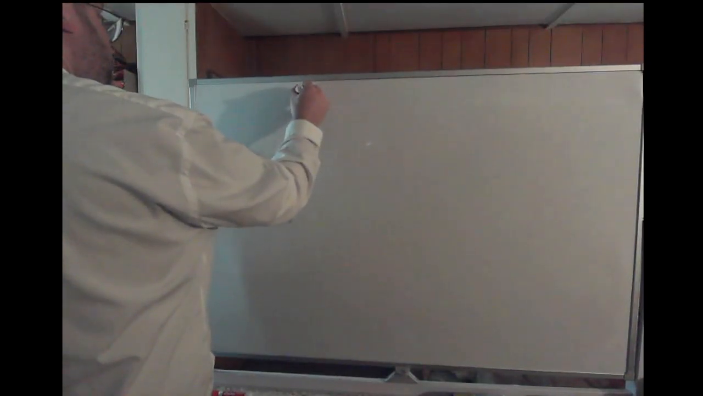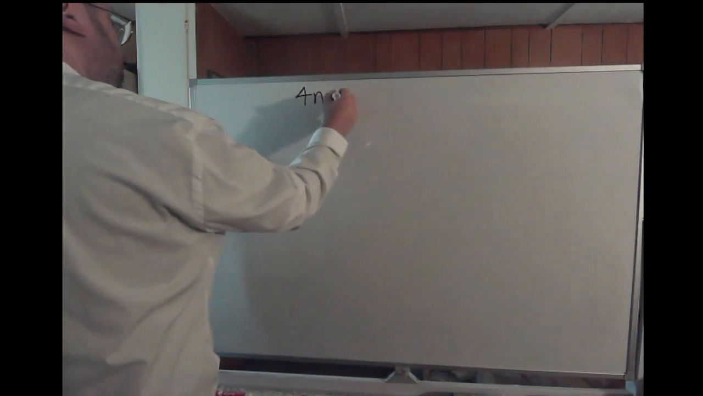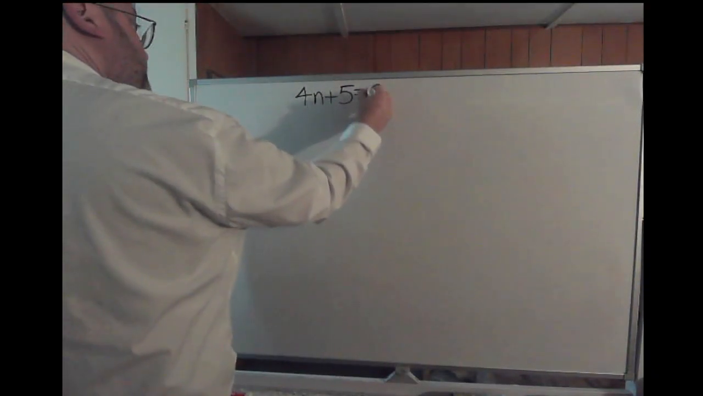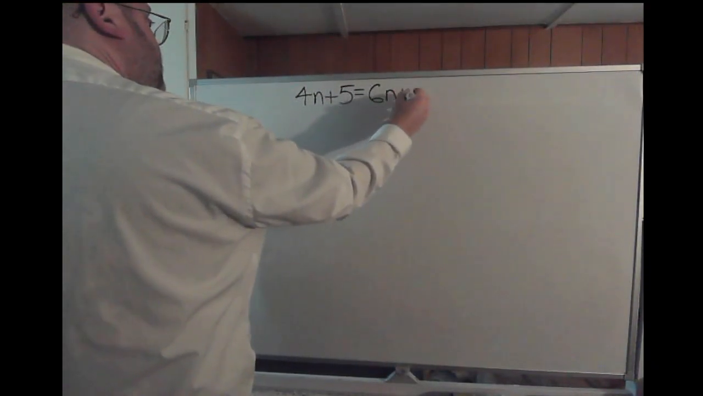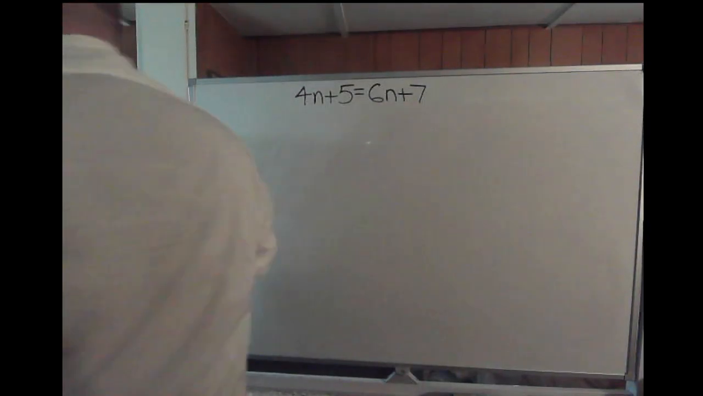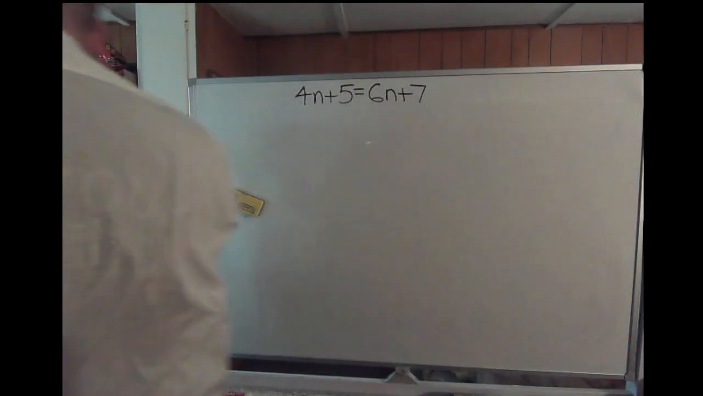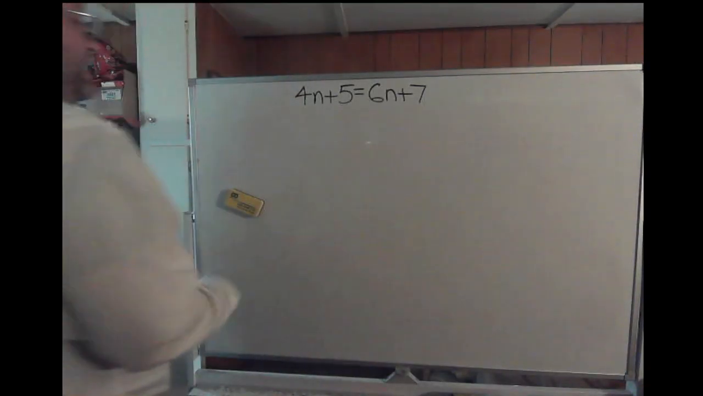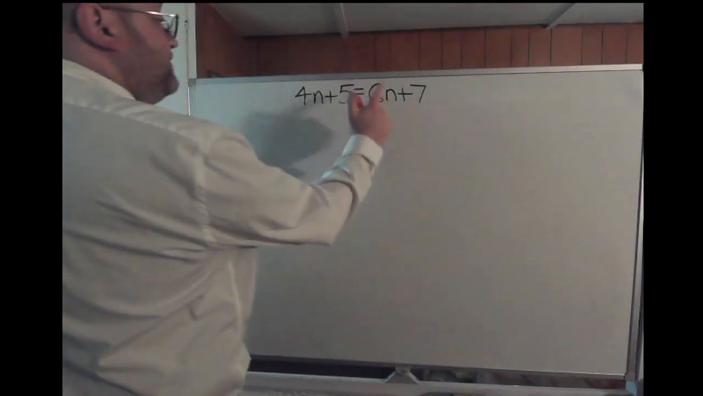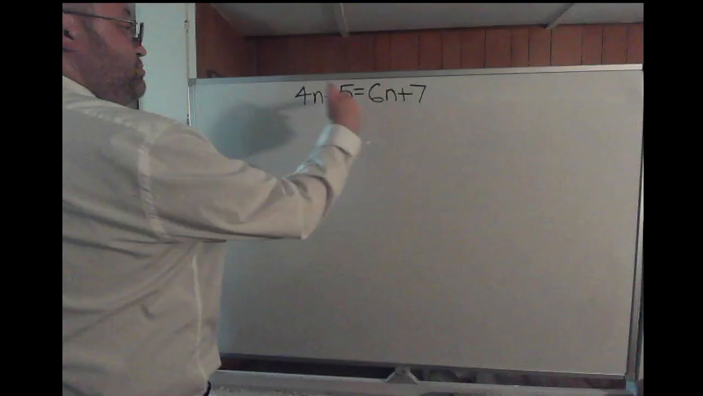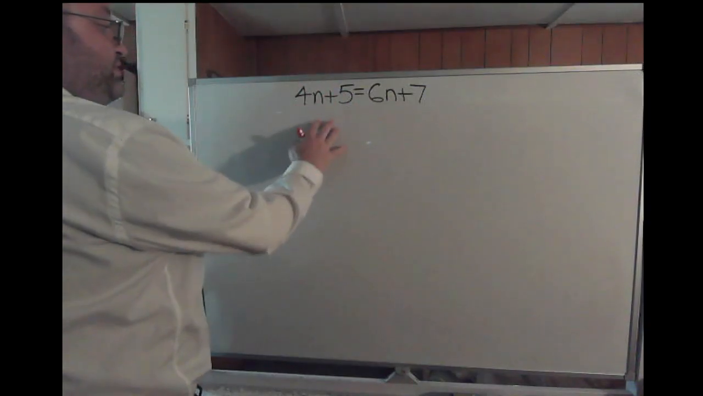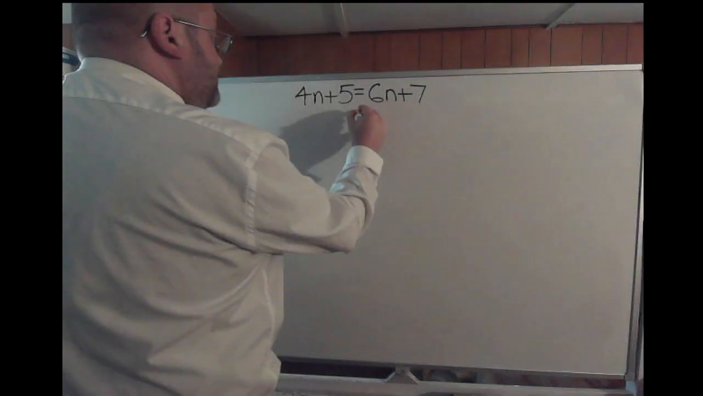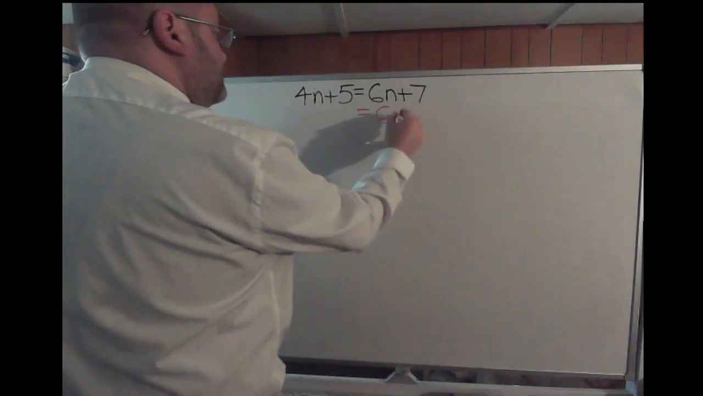Let's see, 4n plus 5 equals 6n plus 7. So we have 4n plus 5 equals 6n plus 7. First thing I would do still, get rid of the variable on the right hand side, move the variable over to the left. Make sure the variable is only on the left. So on the right hand side you have 6n, you'll want to subtract 6n from the right hand side.